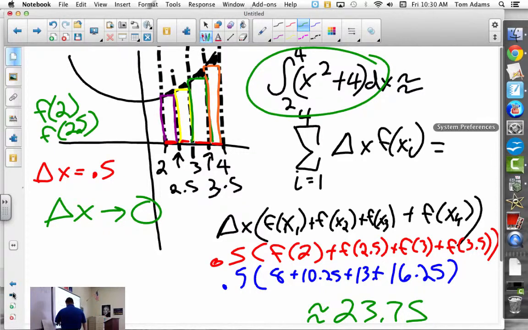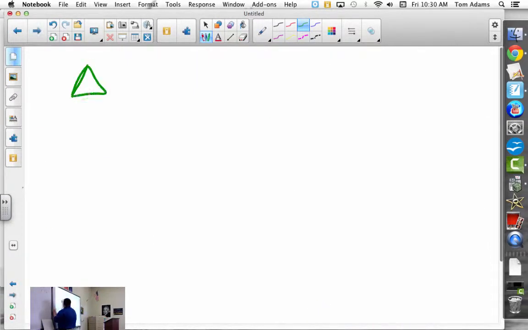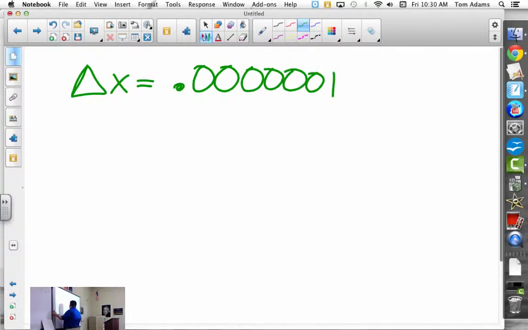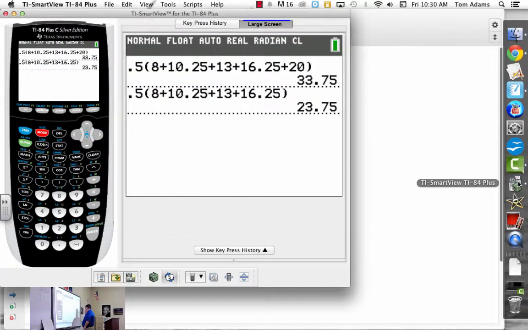But what your calculator will do is find the area under the curve by letting delta x equal a very, very small number. I don't know what the exact value is, but it will plug in a very small number and go through that process. What I just showed you was kind of Riemann sums. We'll talk about it a little more formally on Monday. Riemann's a smart dude.